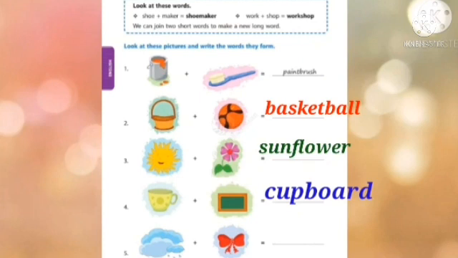Fifth one, the first picture is rain and the second one is bow. It forms the word rain plus bow. It forms a word rainbow. So children, you should complete this exercise. First one is paintbrush. Second one is basketball. Third one is sunflower. Fourth one is cupboard. And fifth one is rainbow.